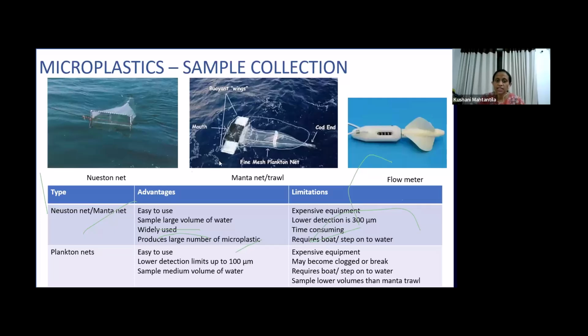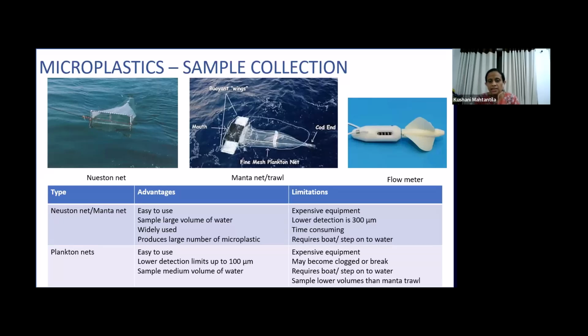It is easy to use and collects large volumes of water. In the Kalani River instance, for a half an hour period, we collect a minimum of 6 cubic meters of sample volume. It is widely used, but it produces a large number of microplastics into the net. But the Manta net is expensive, and there are limitations. The net mesh size is nearly 300 microns, so we could collect only particles larger than 300 micrometers. It needs boats or stepping into the water.